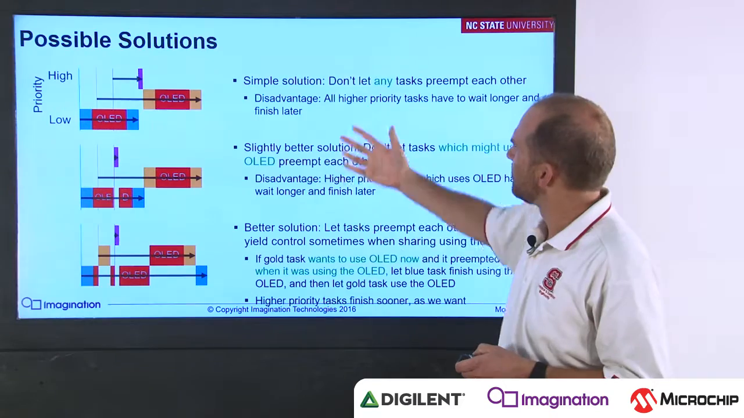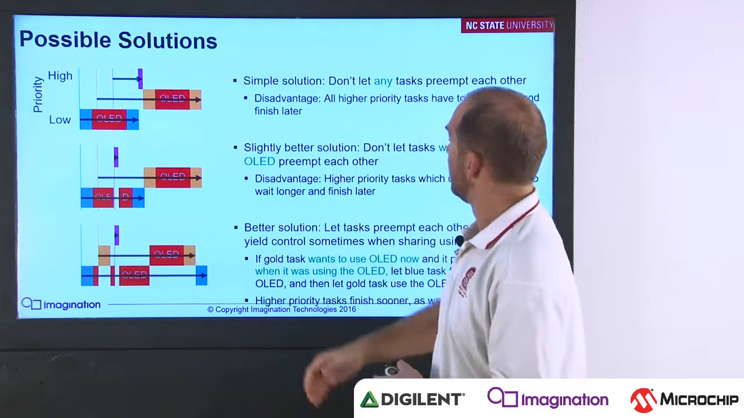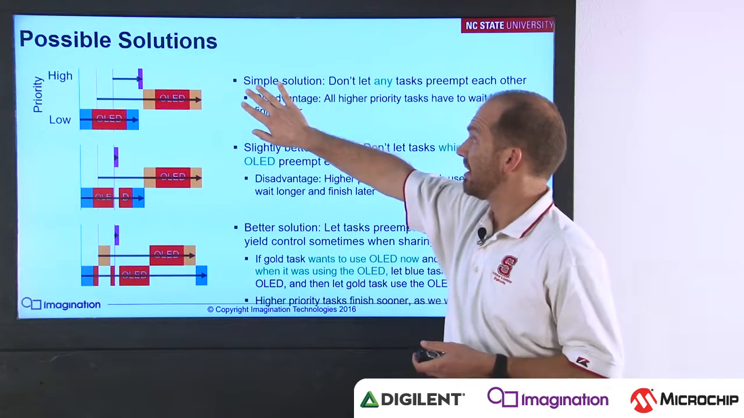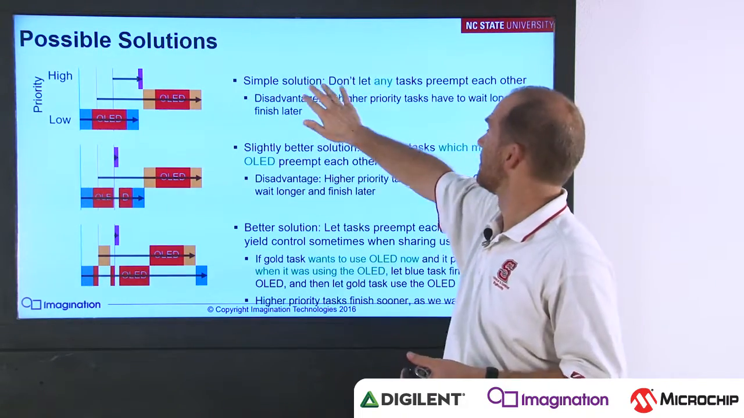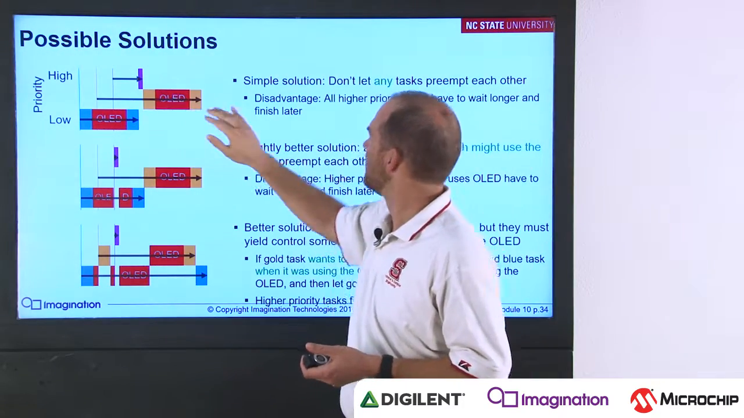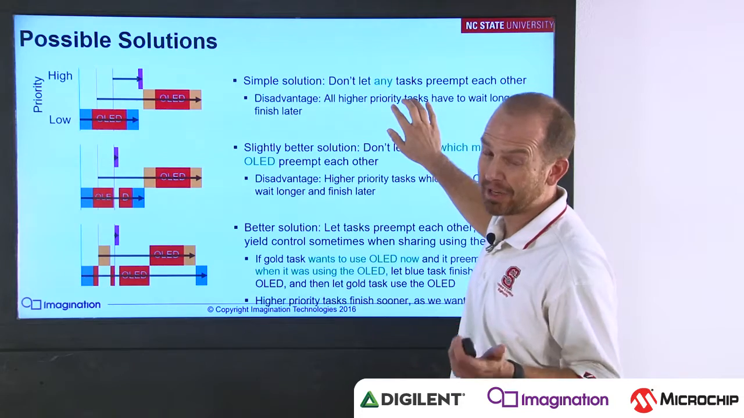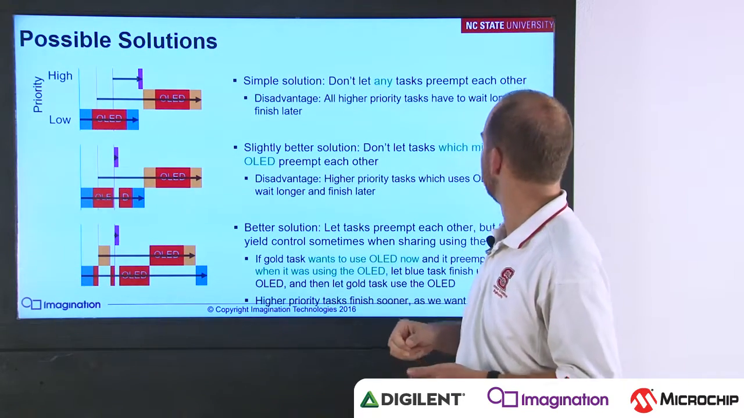With this motivation, we can explain different solutions for how to address this. We could go with a very heavyweight elimination of all preemption. Don't let any tasks preempt each other. And we see that this delays all higher priority tasks when they don't necessarily have to be delayed.